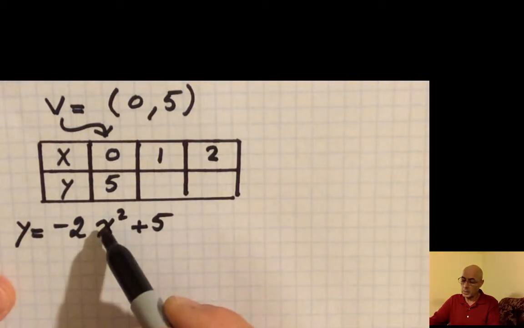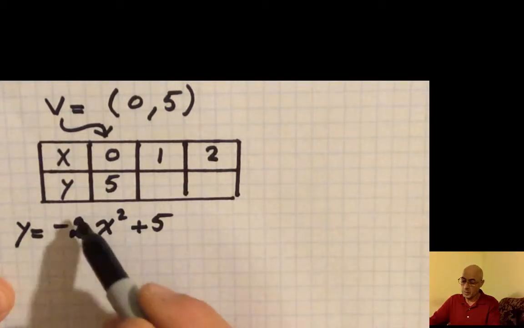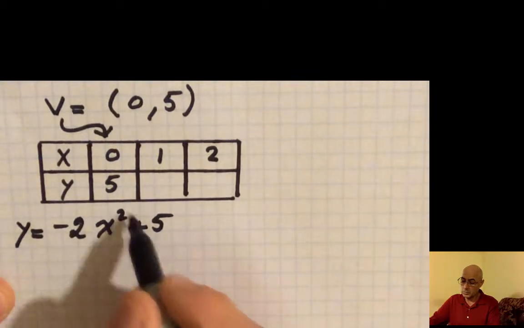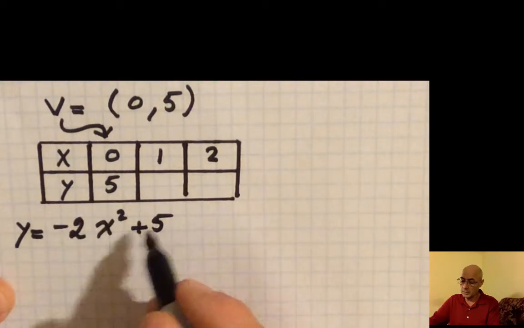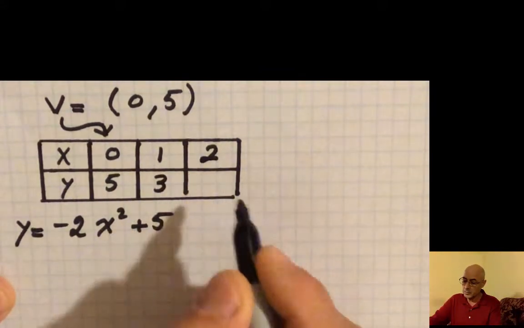So I'm going to plug in 1 instead of the x. So 1 squared means 1 times 1, which is 1. Then I multiply it by negative 2. That's going to be negative 2 at the end. Plus 5. Negative 2 plus 5 is 3.